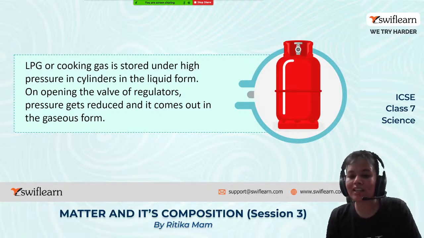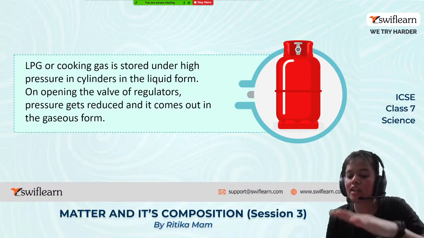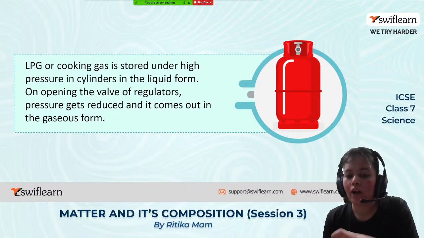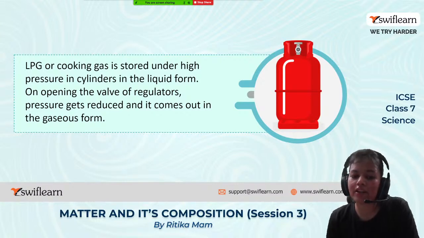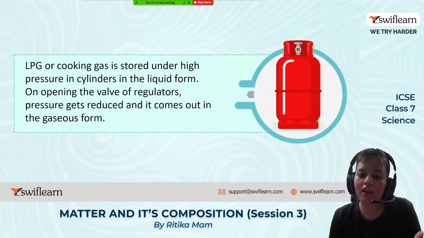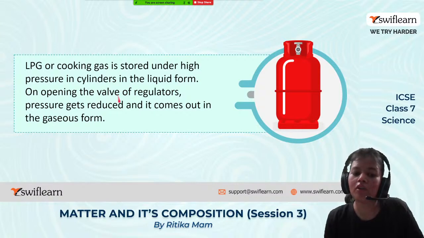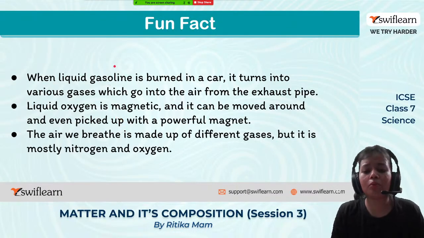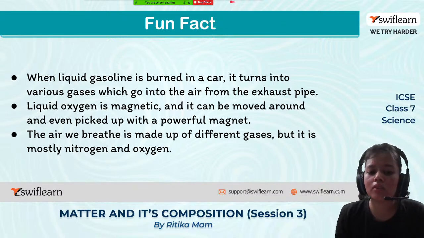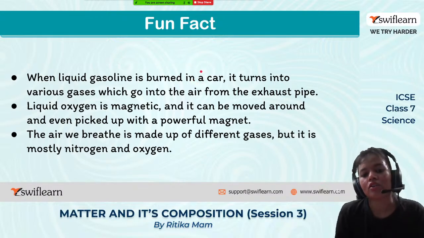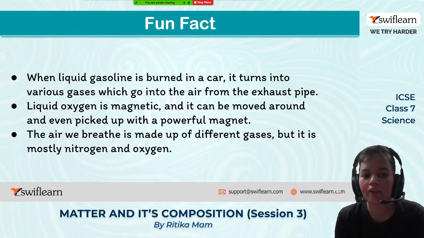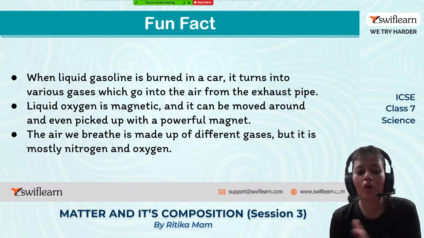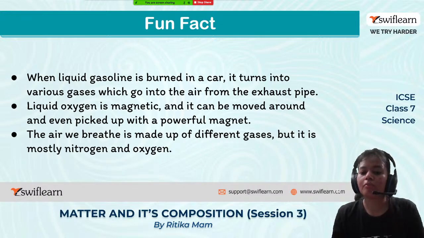So when we are putting it in under high pressure, it changes its form to liquid, and when we are reducing the pressure by opening the valve of the regulator, it comes out again in gaseous form. Okay, let's take one more similar example. When liquid gasoline is burnt in a car, when we put fuel in the car and burn it, it turns into gases. So when we are heating, it turns into various gases which go into the air from the exhaust pipe.